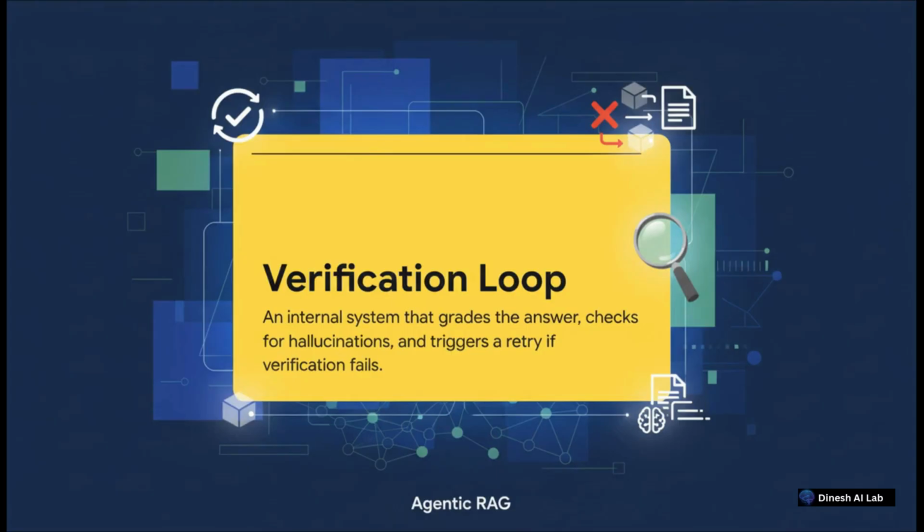And finally, we have what is maybe the most important piece of the puzzle, the verification loop. See, after an answer is generated, it doesn't just get sent back to you. It first goes to this internal critic. This system actually grades the answer for accuracy, checks it against the source documents, and scans for any hallucinations. If the answer fails, it triggers a retry, forcing the system to go back and rethink its approach. This loop is the real key to reliability.